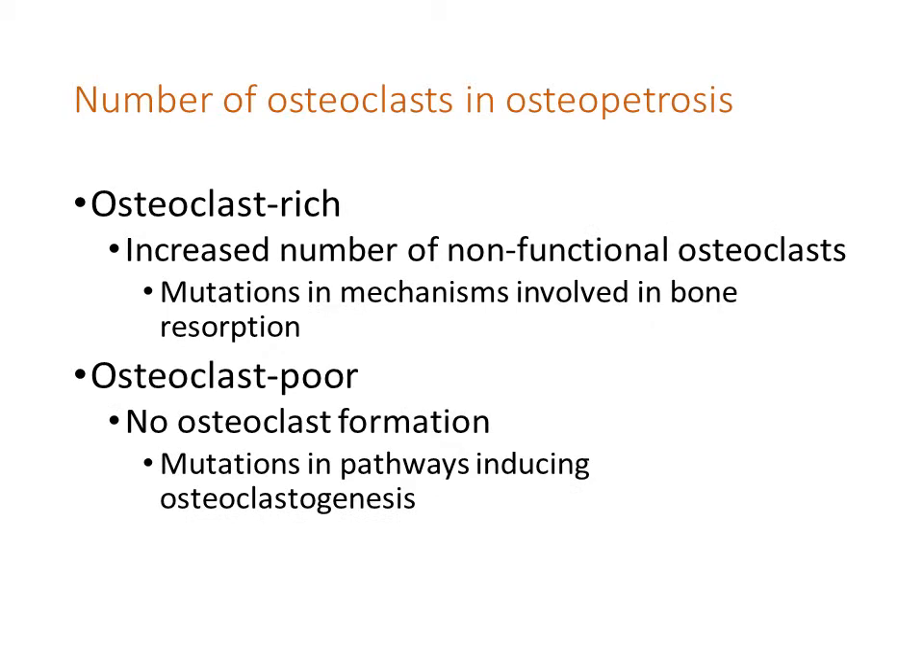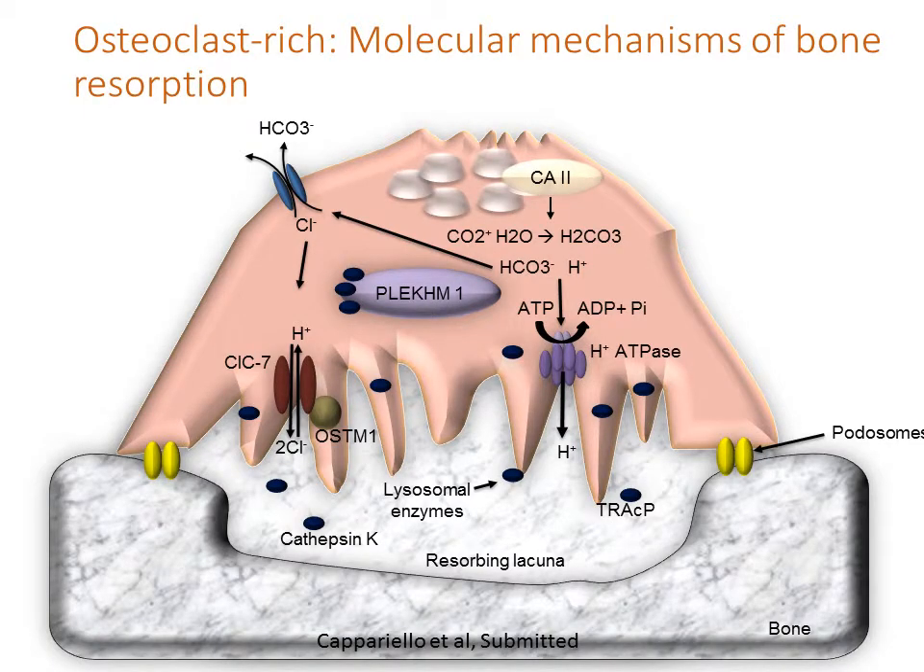There are two groups of osteopetrosis, the osteoclast-rich and the osteoclast-poor. In the osteoclast-rich osteopetrosis, there is an increase of the number of non-functional osteoclasts due to mutations in genes involved in the mechanisms of bone resorption. In osteoclast-poor osteopetrosis, there is no osteoclast formation due to mutations in pathways inducing osteoclastogenesis. Osteoclast-rich osteopetrosis has been very important for understanding the molecular mechanisms of bone resorption.